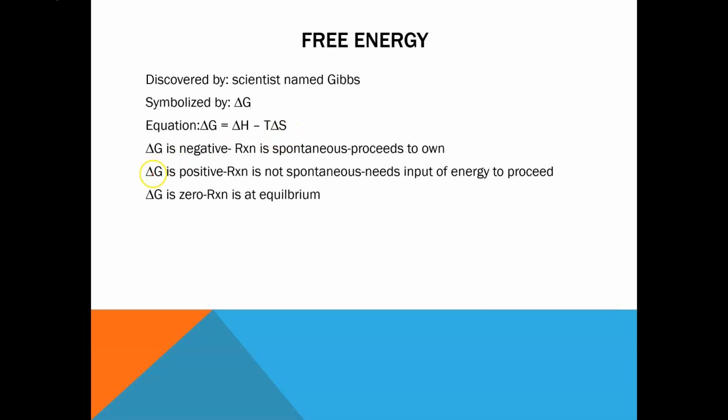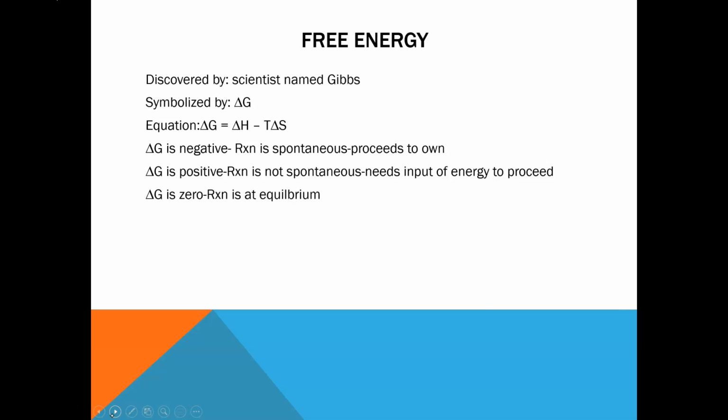And scientists discovered that if this answer is negative, if my delta G is negative, the reaction is spontaneous, it's going to proceed on its own. If my delta G is positive, the reaction isn't spontaneous and I need an input of energy to proceed. If delta G is 0, the reaction's at equilibrium and there's no energy for me to use.